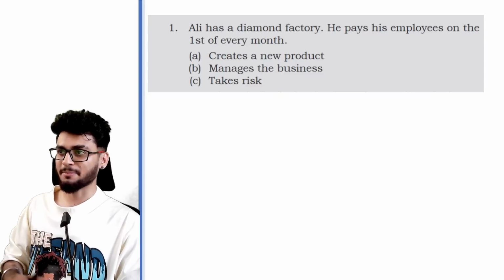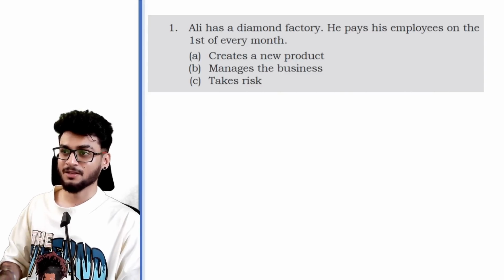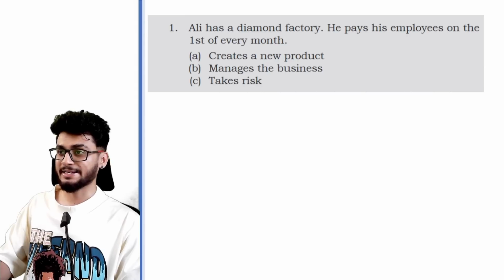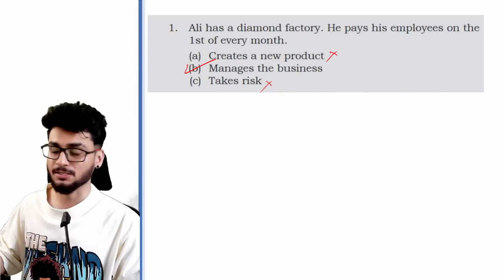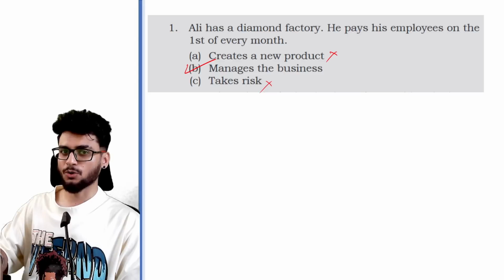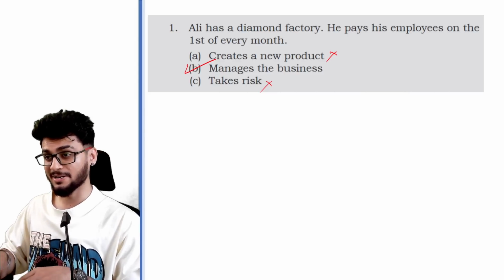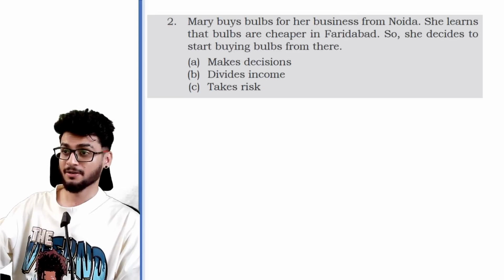So Ali has a diamond factory. He pays his employees on first of every month. Now what is he doing? Creates a new product, takes risk, manages the business. So that's the right answer. So I hope you're understanding all the parts till now. If you have any queries till now, you can definitely comment under the video. I'll be able to help you there.